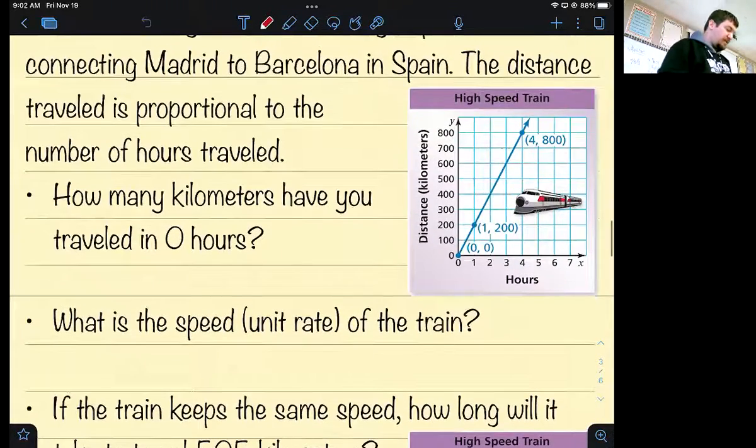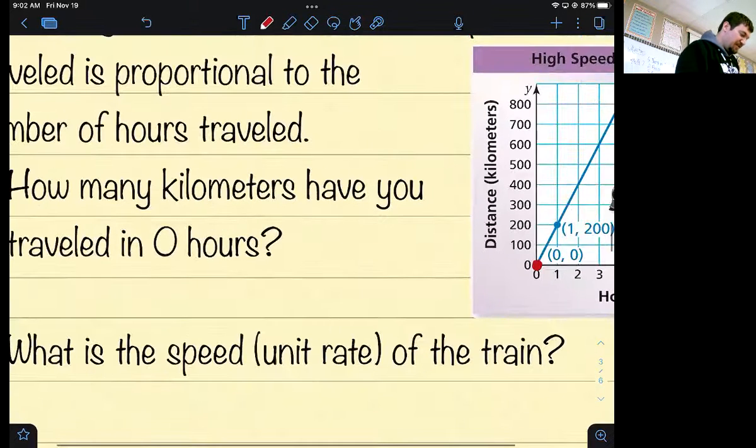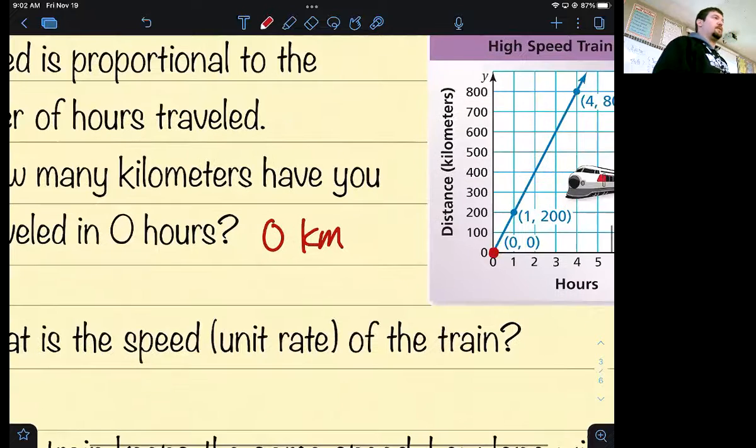It says, how many kilometers have you traveled in 0 hours? Which axis is the hours axis? The X or the Y? The X, okay. So according to our line, at 0 hours, how many kilometers have we traveled? Well, that makes sense. The train hasn't moved yet, right? We haven't been on the train. Yeah, so 0 kilometers. You've traveled 0 kilometers, which is why the 0,0 point exists.